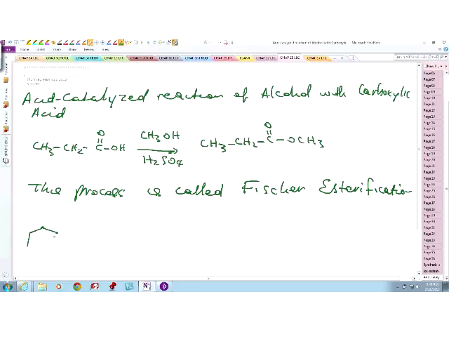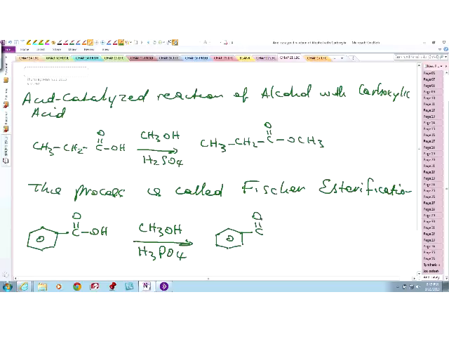I'm sure those of you who are doing the organic lab, have you done this already? Benzoic acid, and for that, you use methanol. I believe you use phosphoric acid, right? Yeah. Okay. Phosphoric acid could be used also. Generally, you do not use dilute acid. I'll tell you why in a minute. Of course, in the process, you lose water.